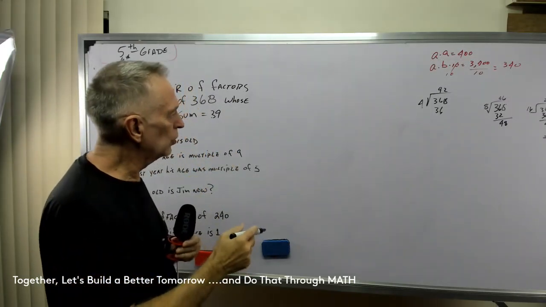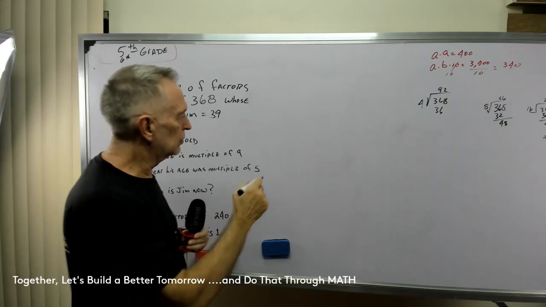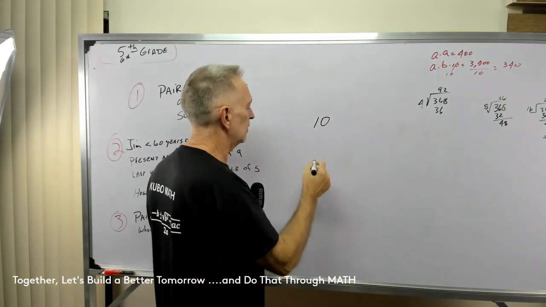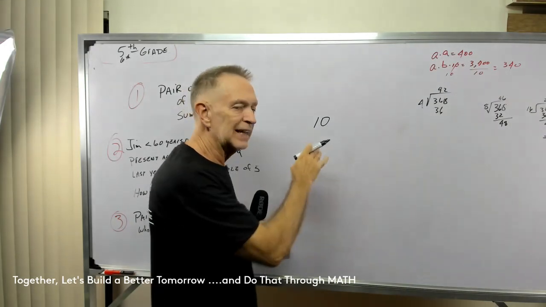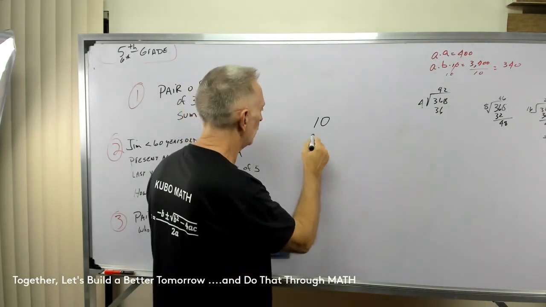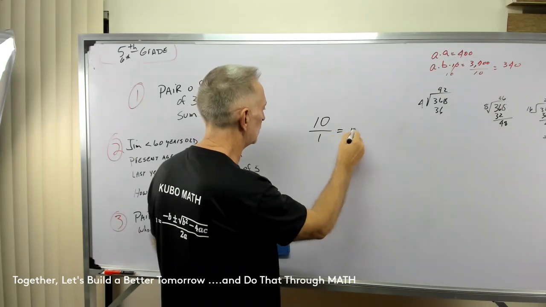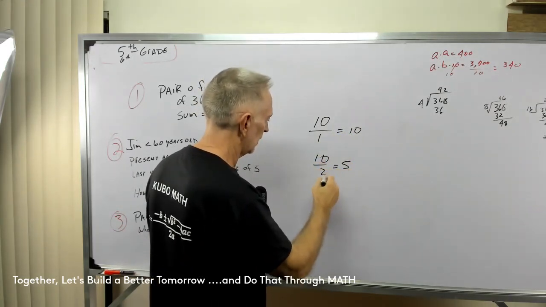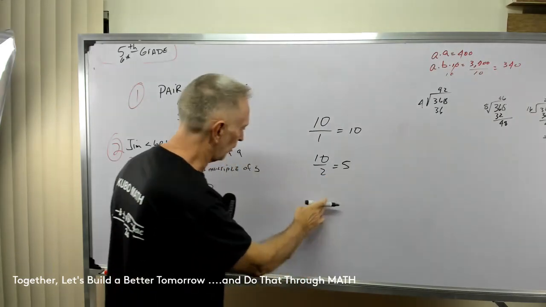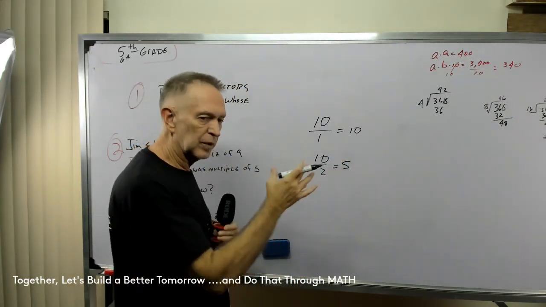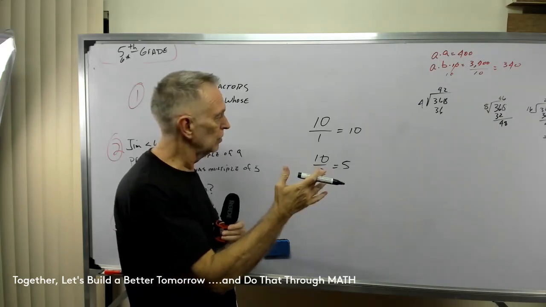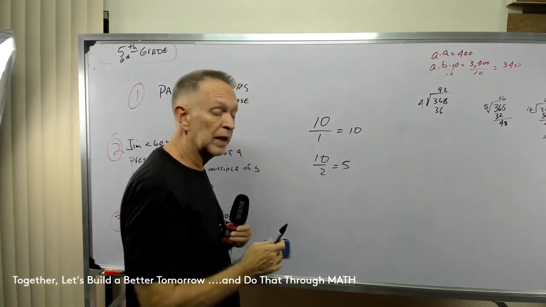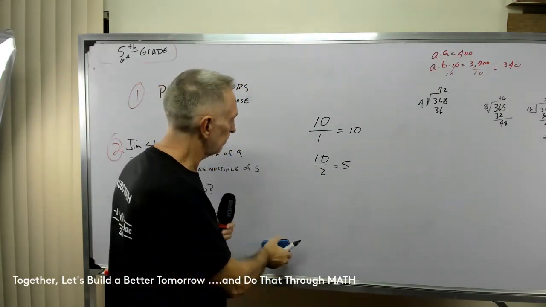Now you know when you're dealing with factors, let's say I have the number 10. We could say what can divide into that evenly? Well, 10 divided by 1 equals 10. 10 divided by 2 equals 5. And 3 won't work. 4 won't divide evenly, it becomes a remainder. So 2 and 5, 1 and 10 would be the factors of 10.